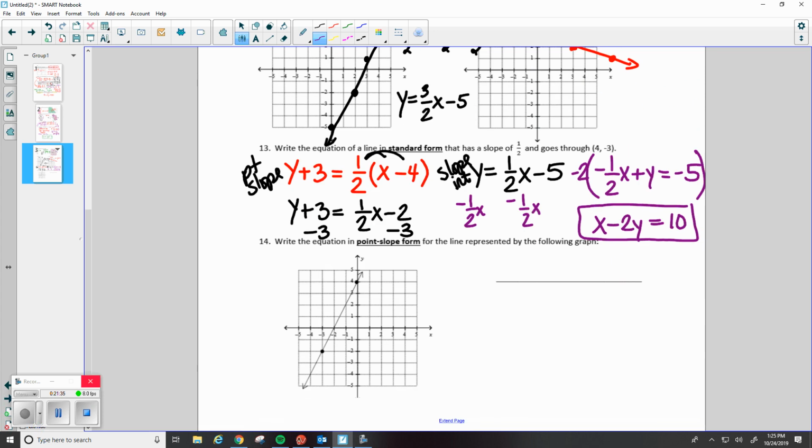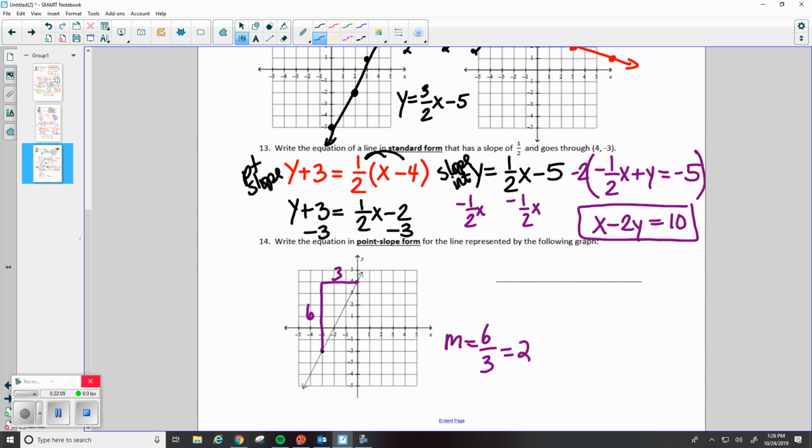The final problem on the review asks for this in point slope form, and it's giving me a graph. So when I have a graph, the very first thing I want to do is use a couple of the points given to find the slope. So when I look at this, it does not matter which 2 points you choose. You can choose the 2 points that are given to you. So I'm going in upward direction, so my slope is going to be positive. This is 1, 2, 3, 4, 5, 6 up, and 1, 2, 3 across. So that slope is 6 over 3, or 2.